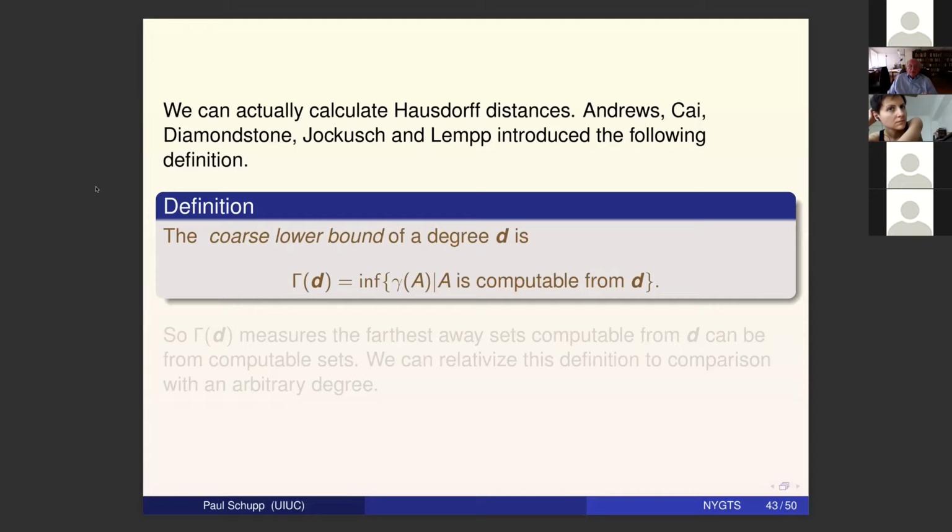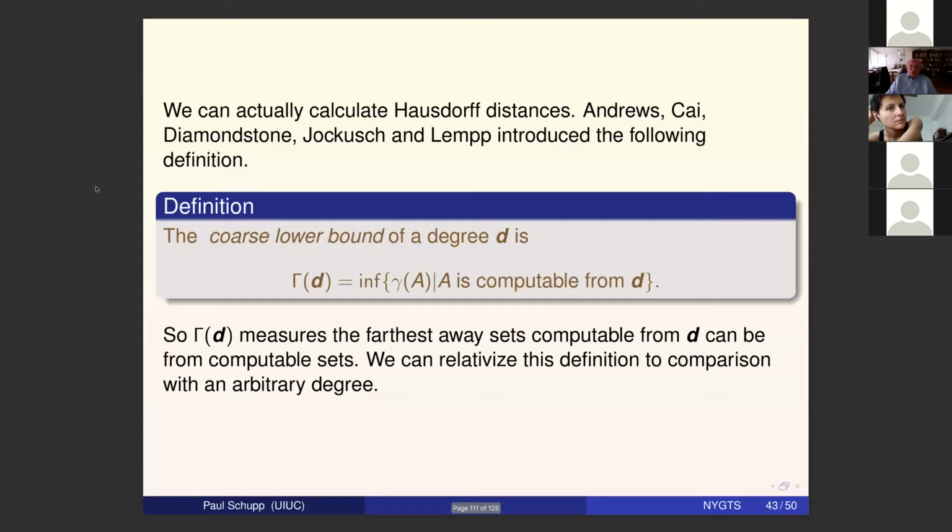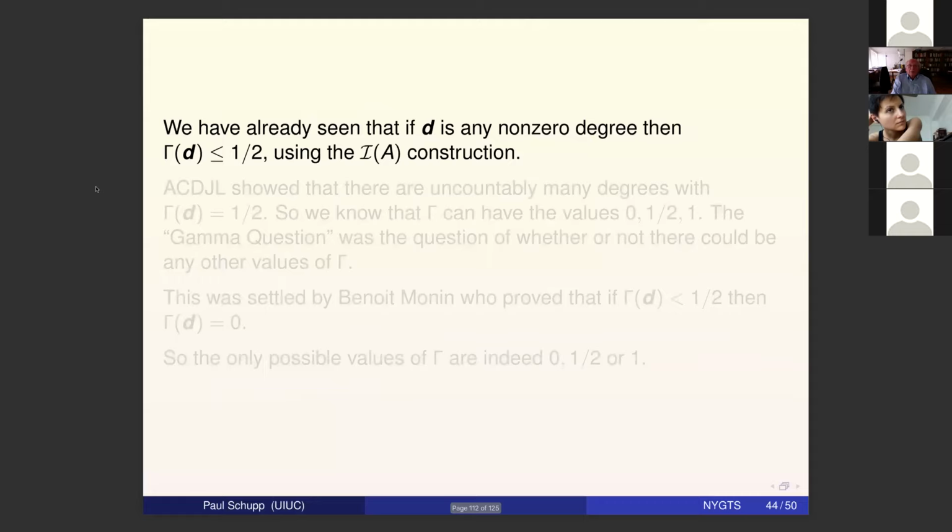So what would this do? This measures how far away sets computable from D can be from computable sets. Can you necessarily compute something that's at maximum distance one or not? We can relativize this definition, of course, to comparison with an arbitrary degree. And we've seen if D is any non-zero degree, then gamma of D has to be less than or equal to half. Because if you can compute A from D, you can certainly compute I of A, since you can compute I of A from A. And we've seen if it's bigger than half, then A would have to be computable.